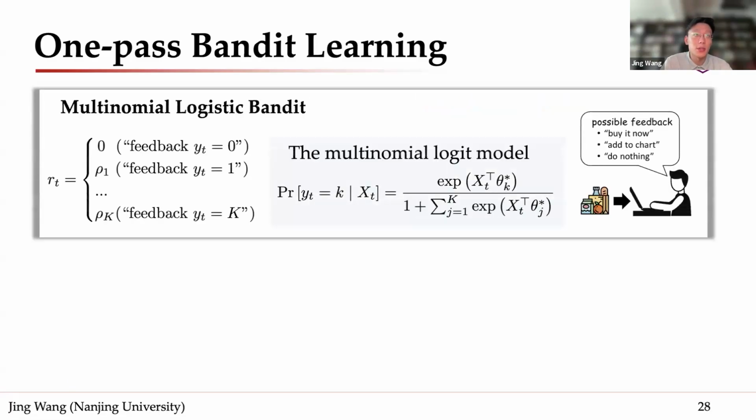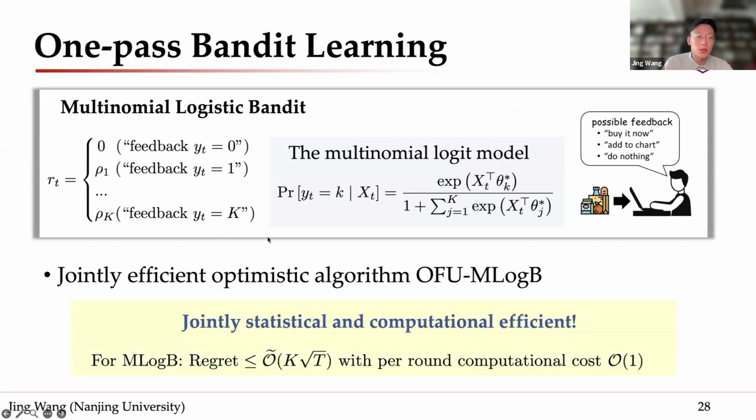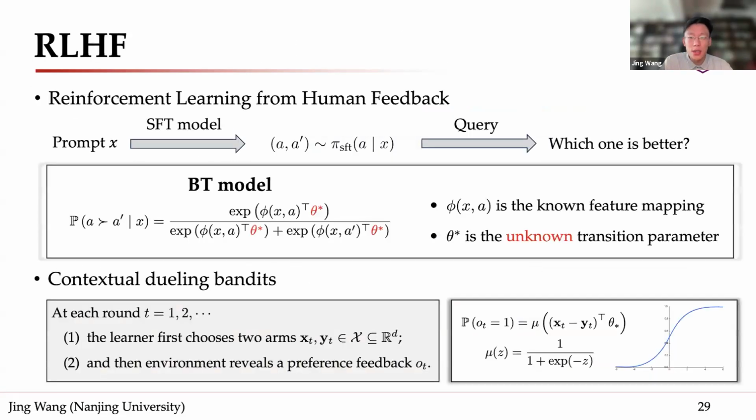And the algorithm can also be extended to multinomial logistic bandits, where the feedback is not binary but multiple feedback, like 0 to K. And it also achieves a statistically and computationally efficient result. And besides, these techniques can also be applied to RLHF, since RLHF also has binary feedback, and we need to estimate the unknown parameter in the BT model for the preference.